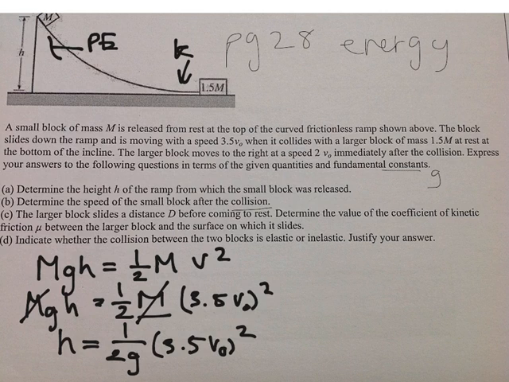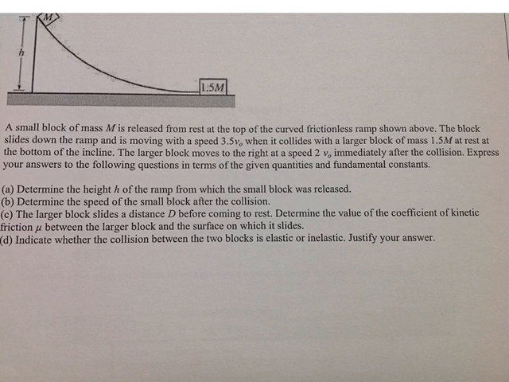Moving on to part B, and that is determine the speed of the small block after the collision. So anytime they mention collisions, you should be thinking conservation of momentum. So we have the momentum of our small block in the beginning, and then later we have both the momentum of our little m block and the momentum of our much bigger 1.5 m block.